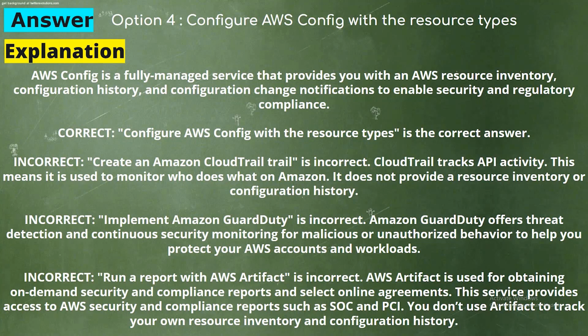Incorrect, implement Amazon GuardDuty is incorrect. Amazon GuardDuty offers threat detection and continuous security monitoring for malicious or unauthorized behavior to help you protect your AWS accounts and workloads. Incorrect, run a report with AWS Artifact is incorrect. AWS Artifact is used for obtaining on-demand security and compliance reports and select online agreements. This service provides access to AWS security and compliance reports such as SOC and PCI. You don't use Artifact to track your own resource inventory and configuration history.